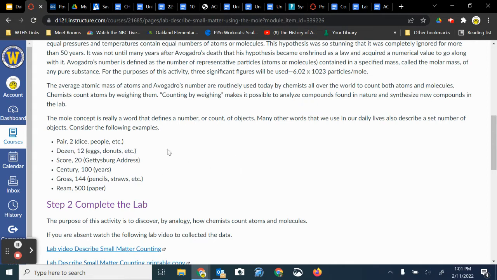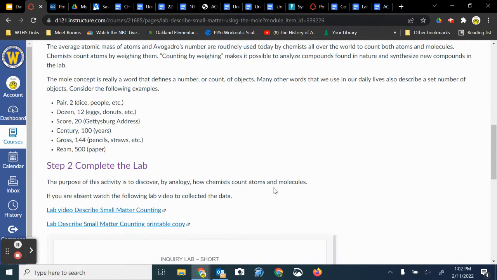Okay, so if we think about the video we watched yesterday about how big is the mole, they went over some of these. So a pair we know is 2, a dozen we always think is 12, a score, if you didn't know, is 20, a century we know is 100, a gross is 144, and a ream is 500. Well, a mole is the same idea. It's just 6.02 times 10 to the 23rd particles. So the purpose of this activity is to discover by analogy how chemists count atoms and molecules.